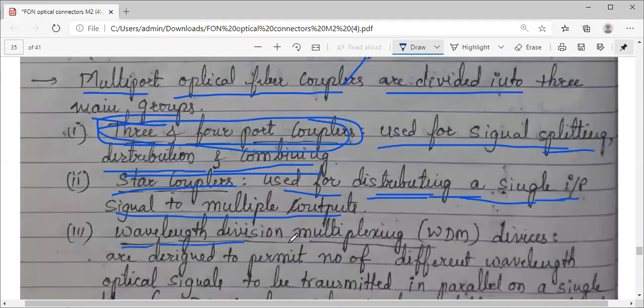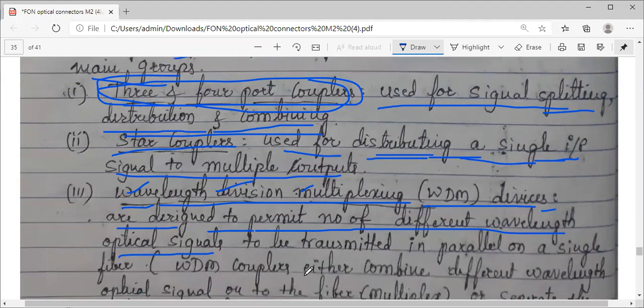The third one is wavelength division multiplexing. In short, it is called WDM. WDM devices, couplers, are designed to permit different wavelength optical signals. You know the concept behind a multiplexer. In multiplexing, you will be having many signals, each having different wavelengths. You can take one part of these wavelengths and combine them all together as one signal and send it. So many to one is the multiplexer, to be transmitted in parallel on a single fiber.